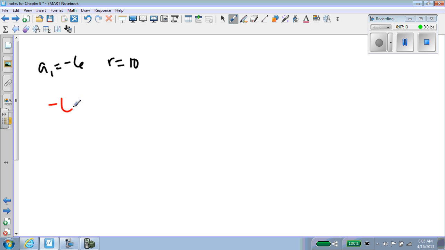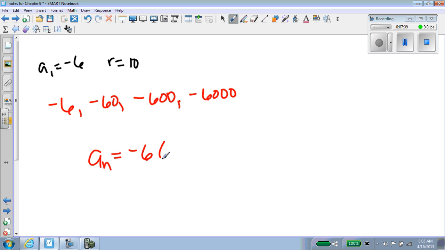This first term, negative 6 times 10, negative 60, times 10, negative 600, times 10, negative 6,000. Notice that these terms are not alternating back and forth. They're all staying negative because my first term was negative and I'm continuously multiplying by something positive. A sub n is equal to negative 6 times 10 to the n minus 1, or a sub n is equal to negative 3/5, the term that came before, times 10 to the n.